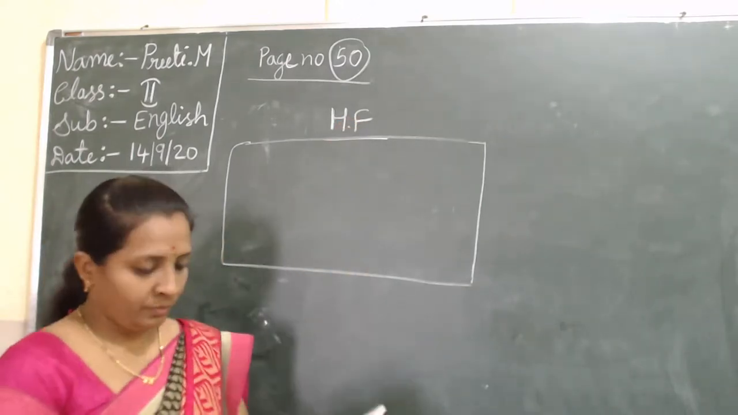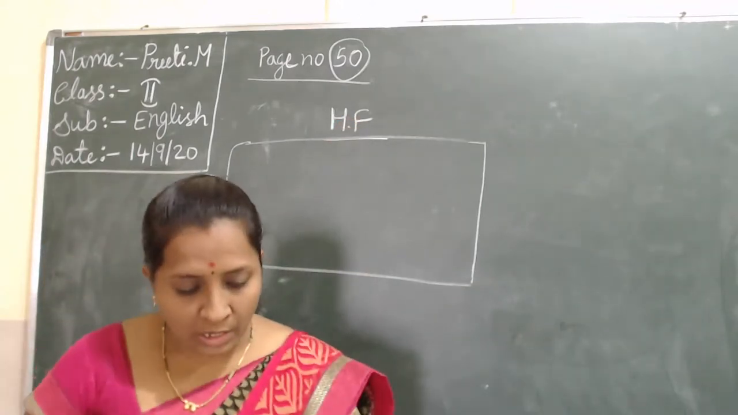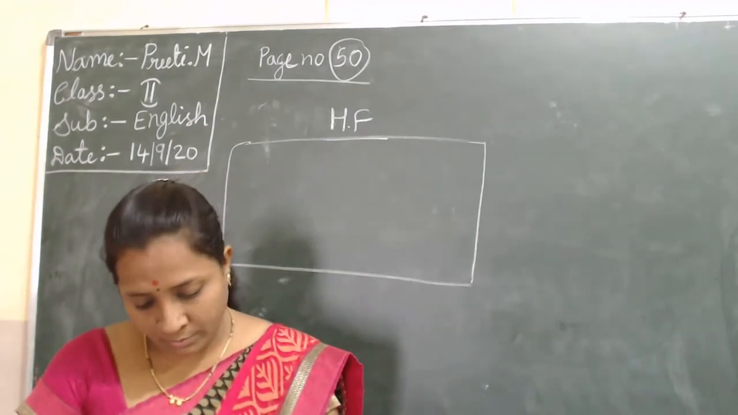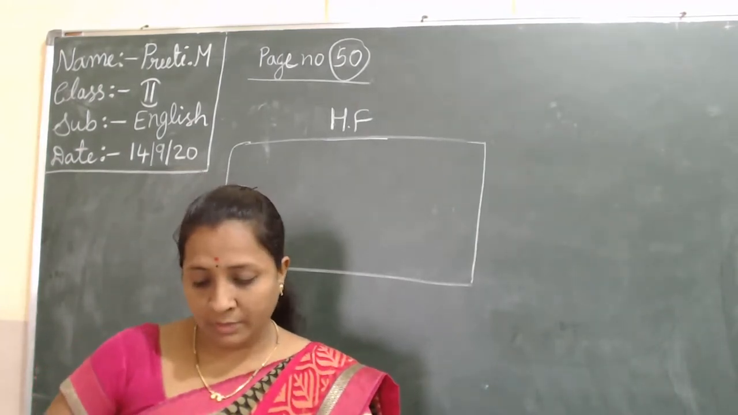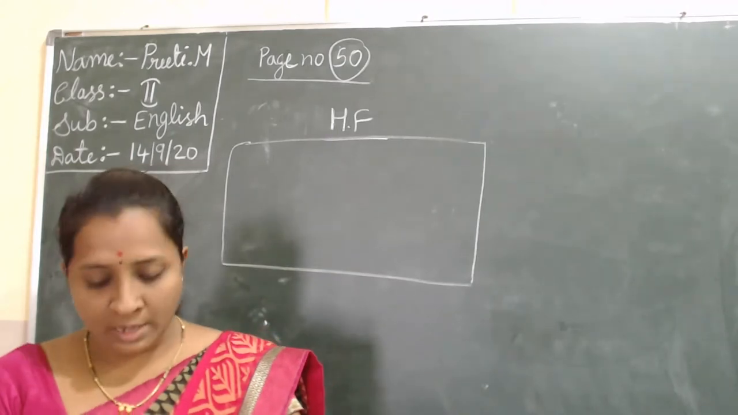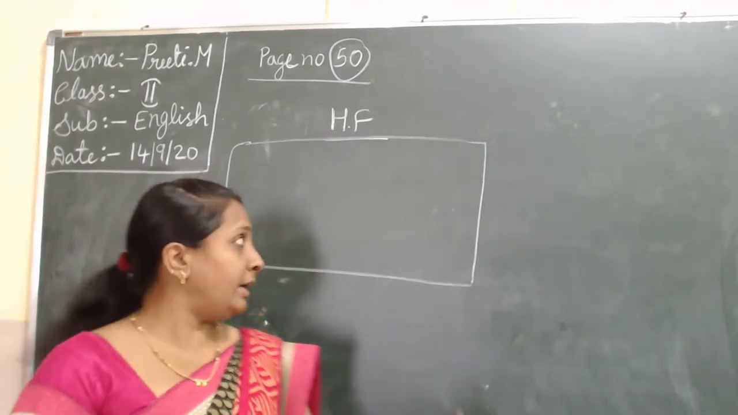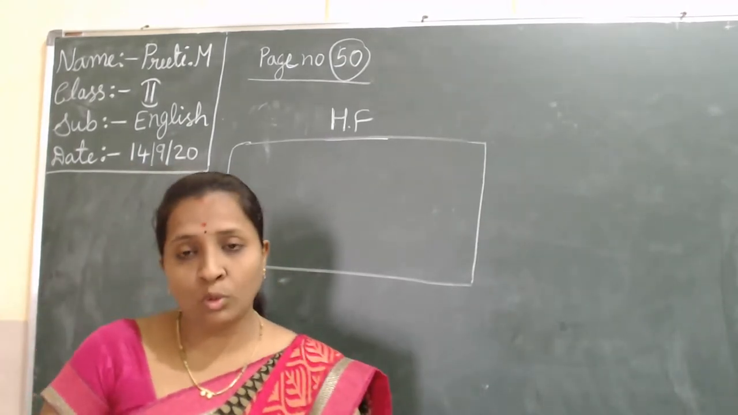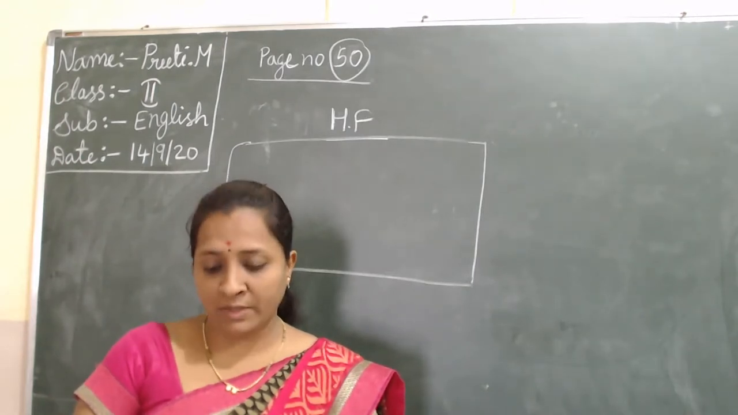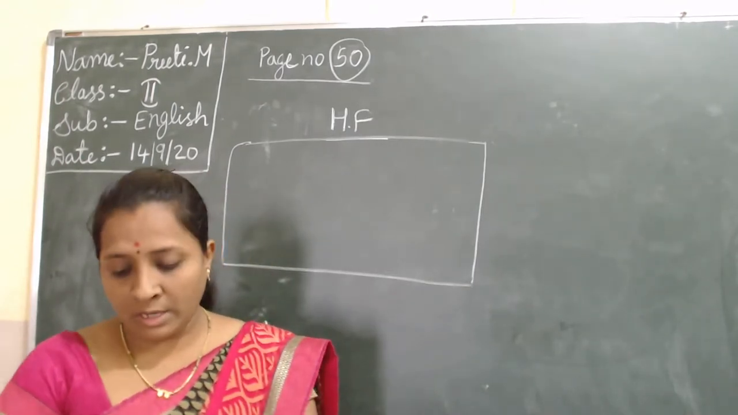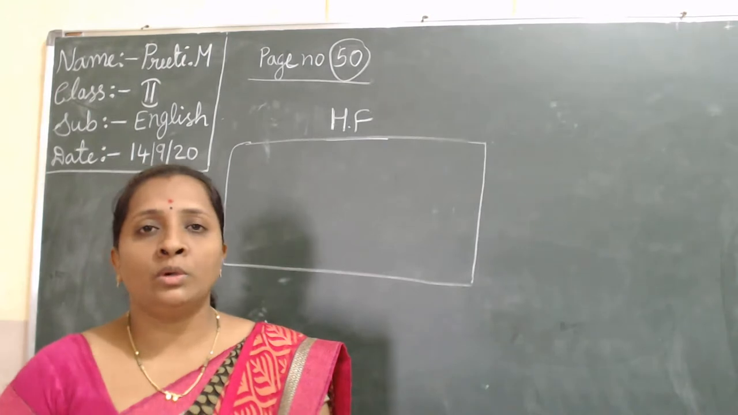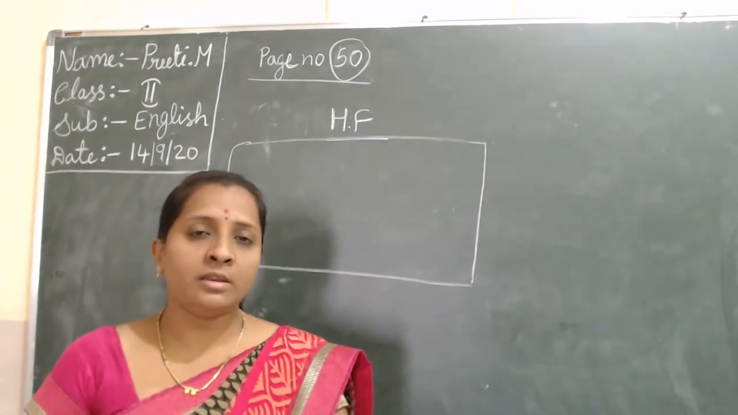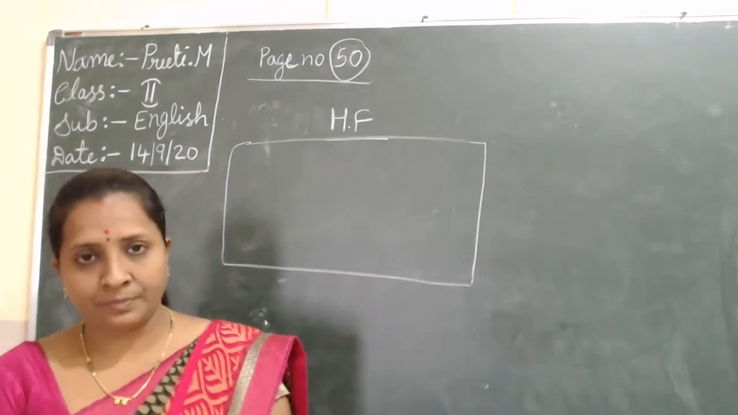Okay, now I hope, children, you have understood this activity, companion activity 3D, and whom these characters belong to, and that the characters have their own objects. I hope you have understood. Okay, we will meet you in the next class, children.